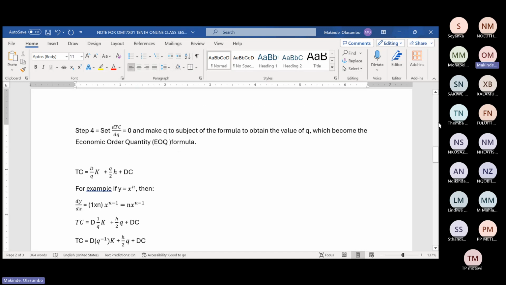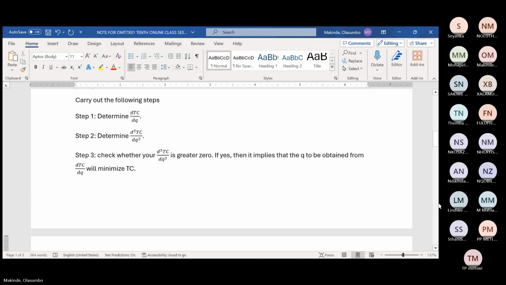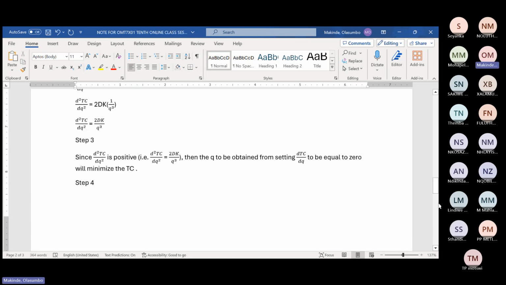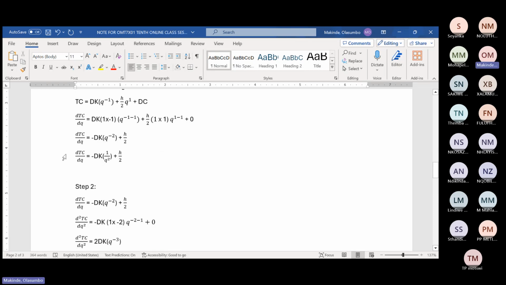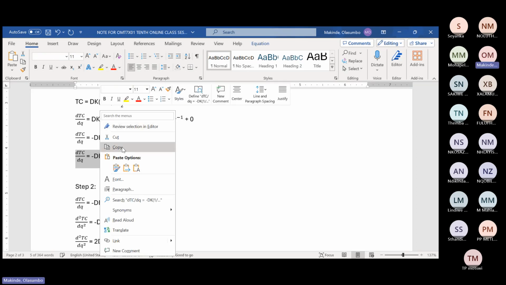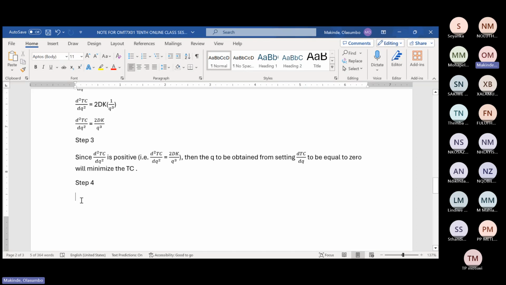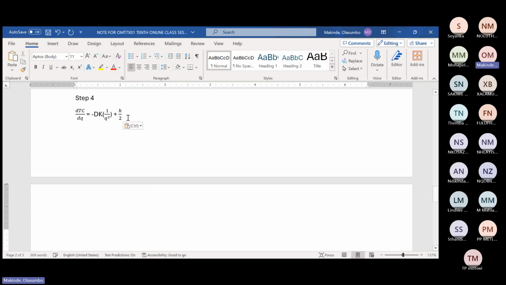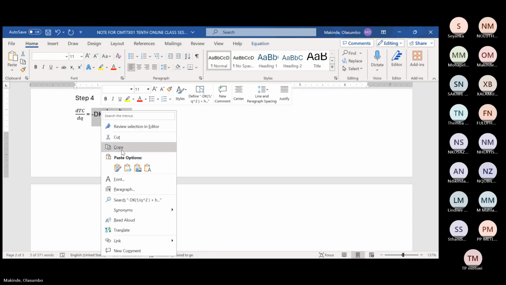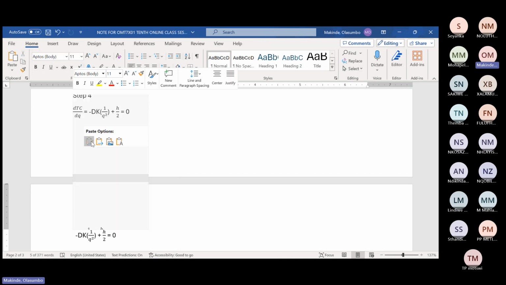based on what I've shown you there, you now set DTC dq to be equal to 0. So go and set the expression of your DTC dq, which was this result. I can set it to equal to 0 and go and make Q the subject of formula. So any Q I get from there will be the economic order quantity formula. So that means you set this to be equal to 0, we're almost there. So that means now you can bring this and bring it down.